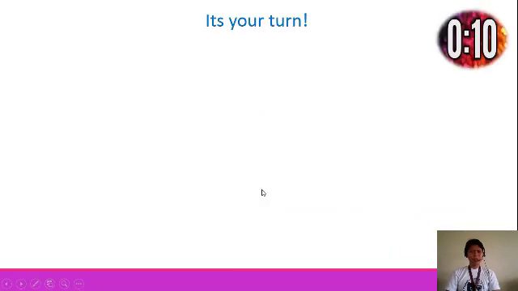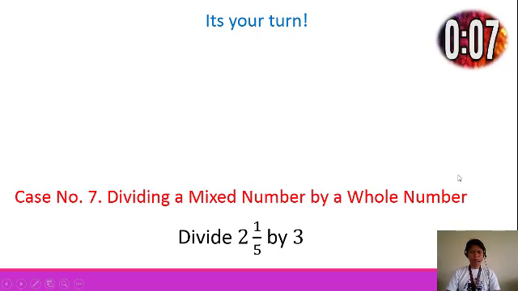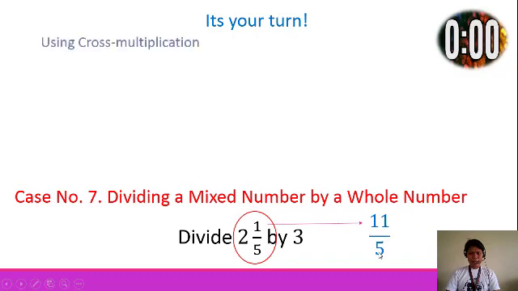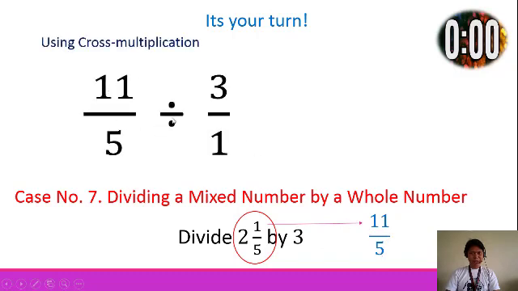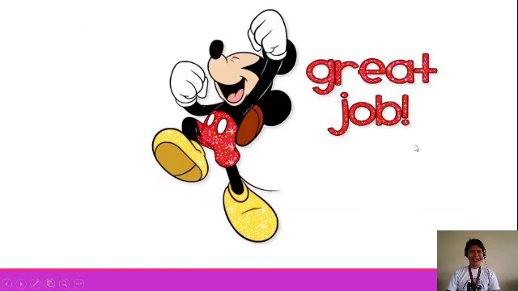You have 10 seconds, or you can pause the video if you need more time. Case number 7. Divide 2 and 1/5 by 3. Go. Okay, time's up. So first, it is 2 times 5 is 10, plus 1 is 11 over 5. By cross multiplication, 11 over 5 divided by 3 over 1. 1 times 11 is 11. 3 times 5 is 15. 11 over 15. Okay, great job.